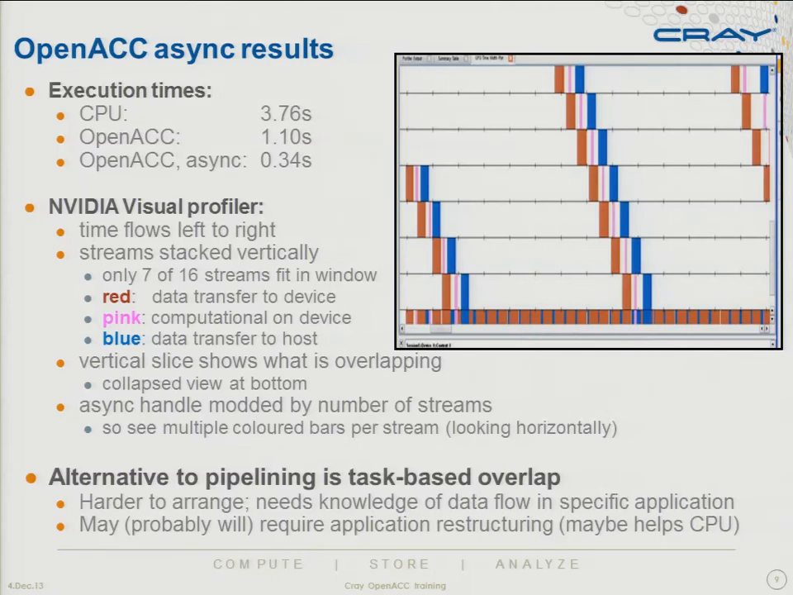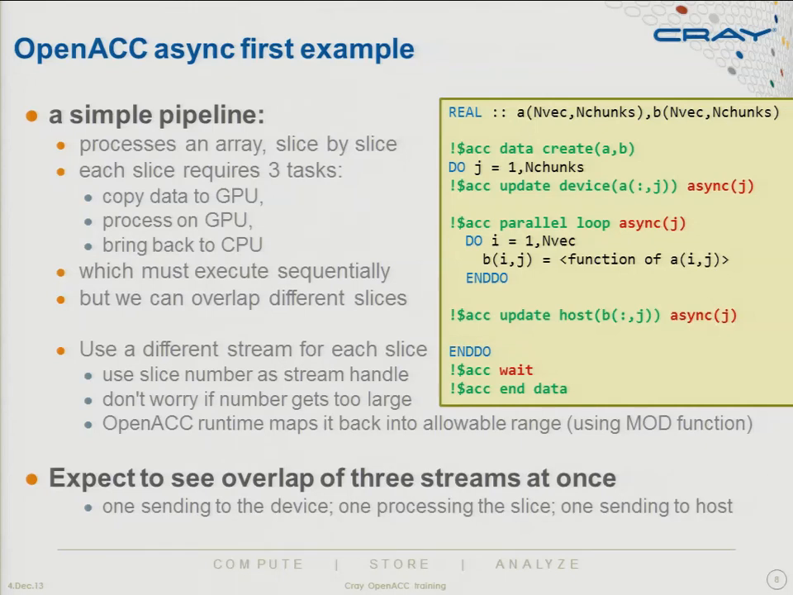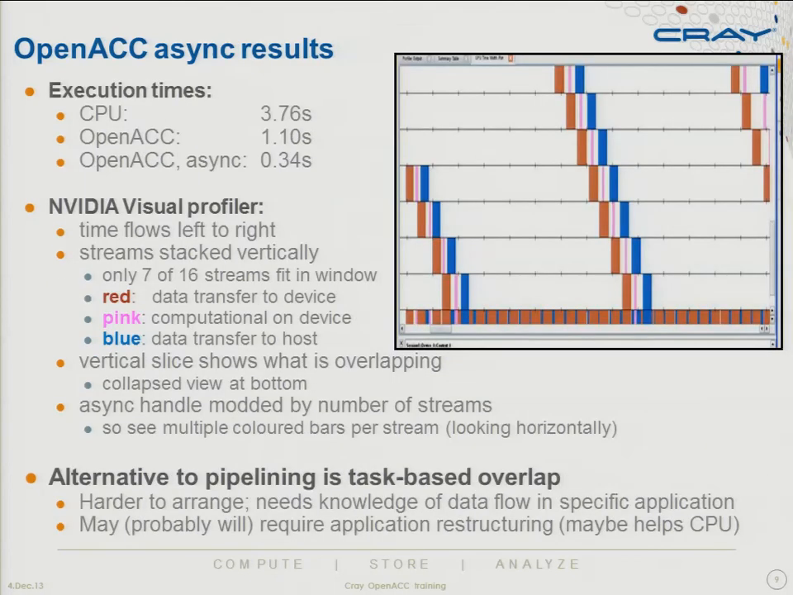How many streams are there? Well, in fact, there's only 16. That's what the hardware allows you to have. This is a Fermi GPU. So what happens when I get to number 17? When j is 17 in this loop nest? Well, don't worry about it. The compiler takes care of it. It just does a mod, and it puts it back in the first one.